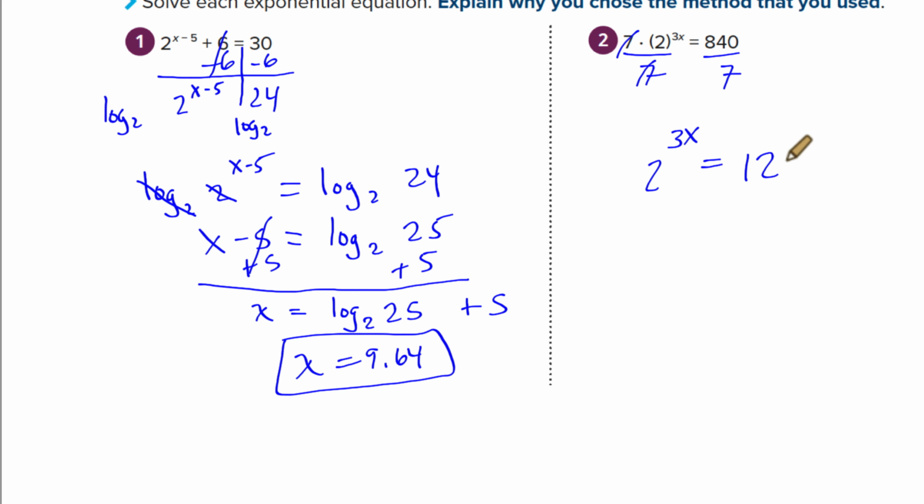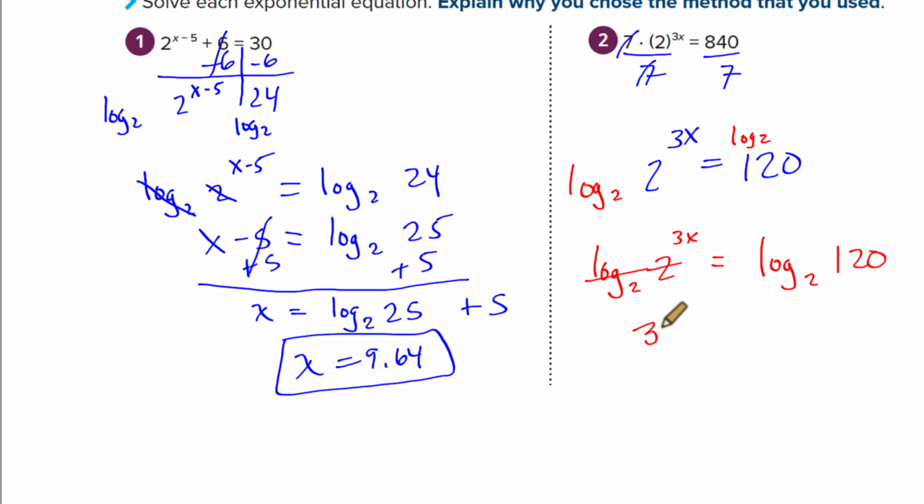And so at this point, we can do log base 2, right? Because the base here is 2. So log base 2 on this side, log base 2 on this side. That's a base, got to be careful. So what are we going to get? Log base 2 of 2 to the 3x is going to equal log base 2 of 120. These will cancel each other out. We're left with 3x is equal to log base 2 of 120.